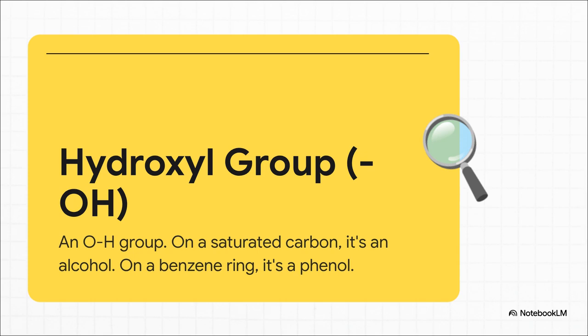But here's the twist. Where you attach it changes everything. Stick that OH group onto a regular saturated carbon chain, and congratulations, you've made an alcohol. But attach that exact same group directly to a special kind of structure called a benzene ring, and its whole personality flips. Now you've got a phenol.